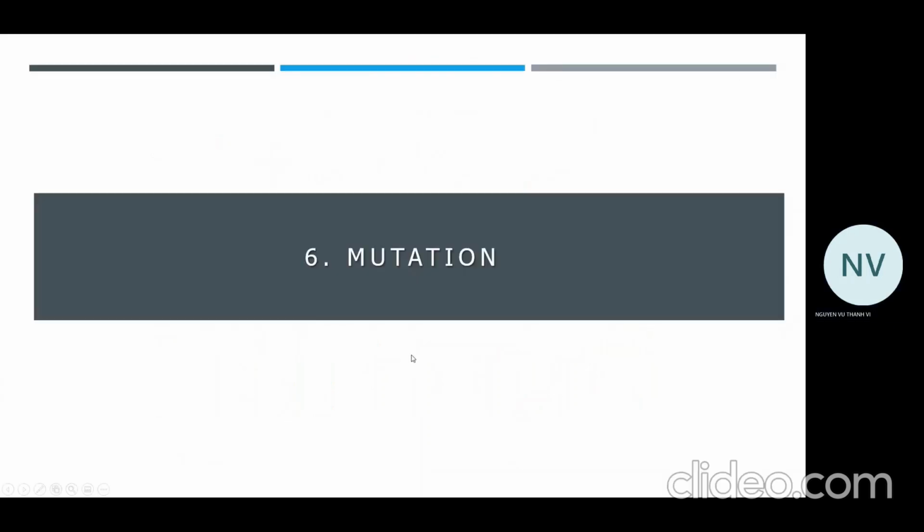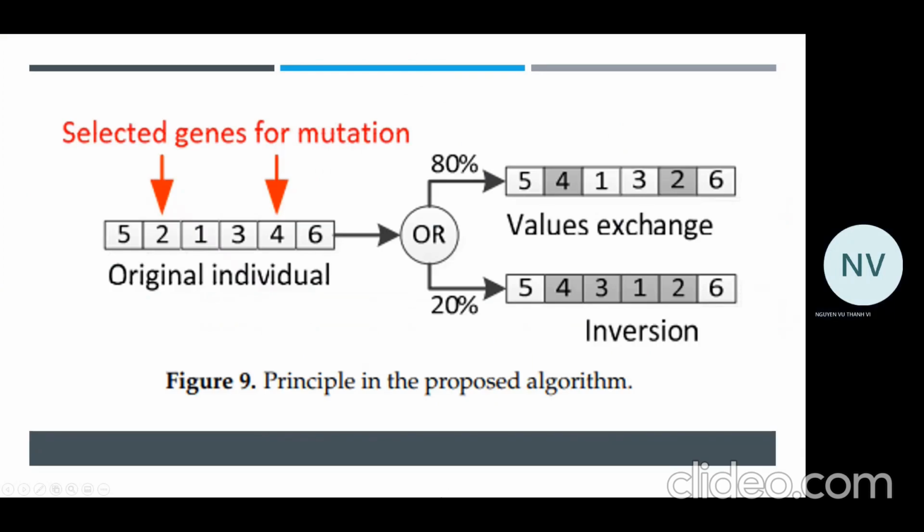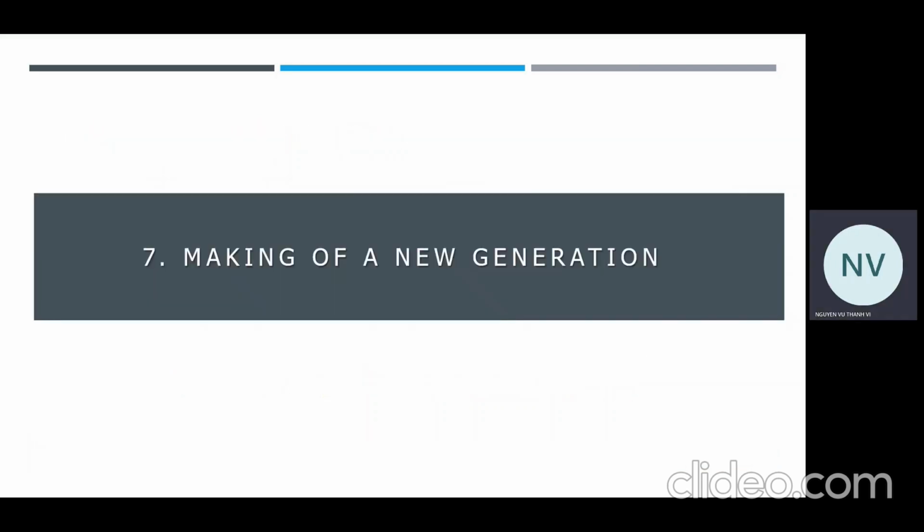Okay, the sixth step is mutation, which is the principle of the proposed algorithm. The mutation means we just randomly select the choice for the mutation. Here we have the 2 and 4, and the probability is 18 to 20%. We'll change their positions and we will have value exchange or inversion. The seventh step is making a new generation.